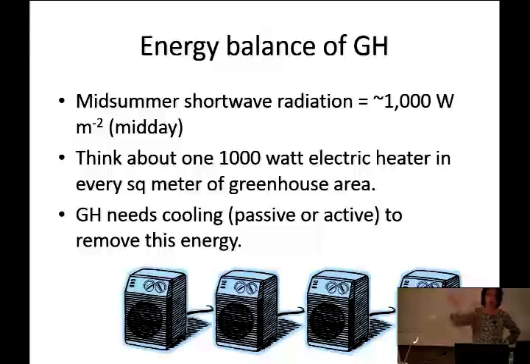And we already learned that the use of energy for photosynthesis is very small, less than 1% or maybe 2%. So basically 98, 99% is going to be heat in your greenhouse system. If you can't grasp the 1,000-watt level of energy, you can think about a 1,000-watt electric heater running on every single square meter of your greenhouse. It's a lot of energy, okay? It's a lot of energy.